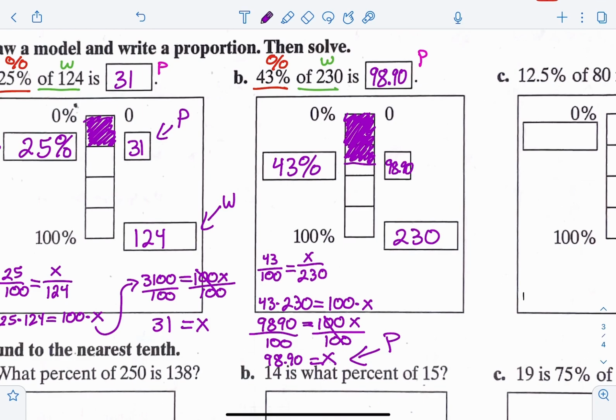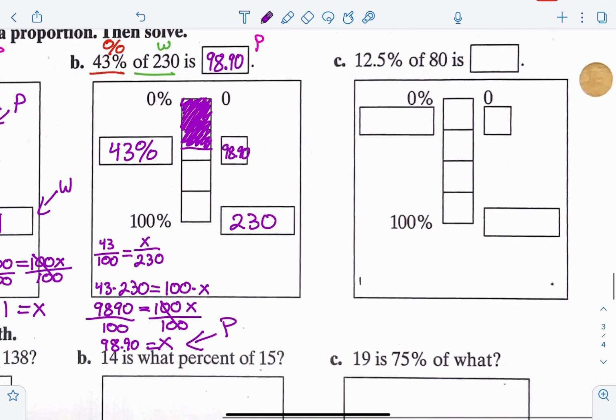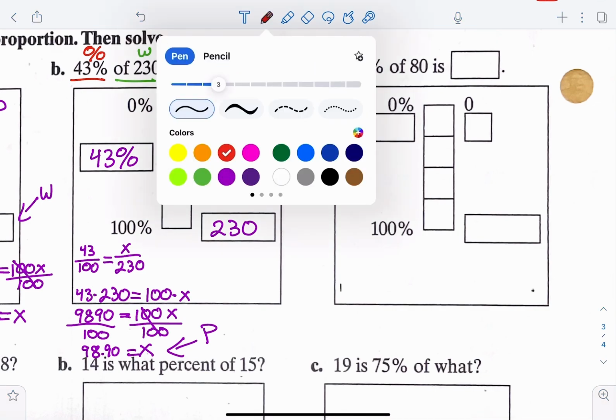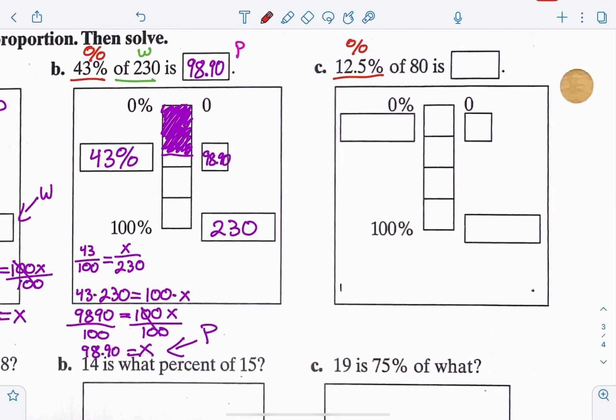Okay, and then for C, hopefully we noticed that 12.5% was our percent, 80 was our whole, and again, we didn't know our part for this problem. So we're going to set it up the same way. We have 12.5 over 100 equals x over 80, because that's part over whole. And then we're going to do our cross products. 12.5 times 80 equals 100 times x.